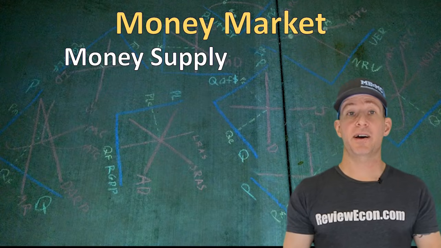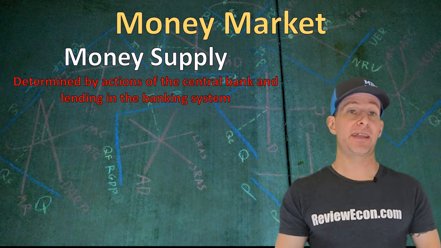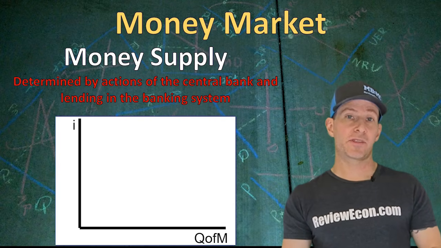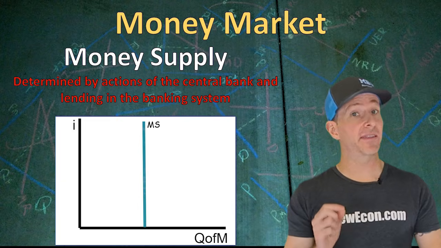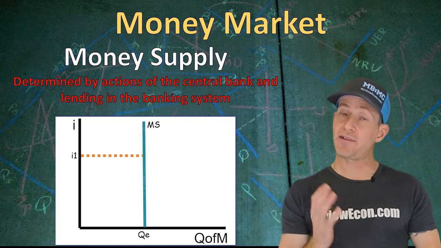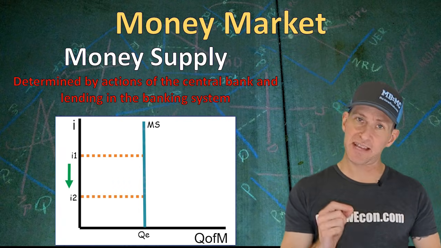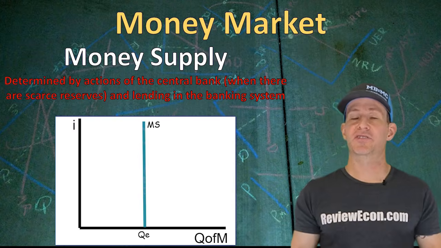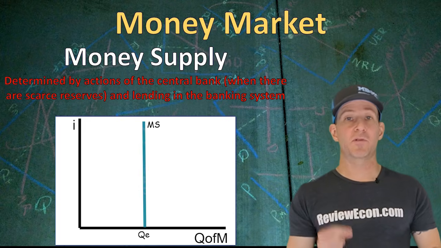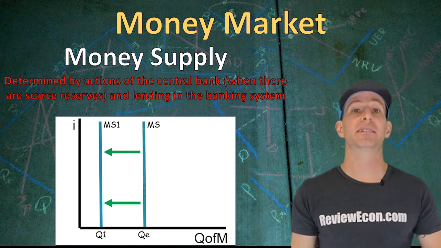When it comes to the money supply, it is determined by actions of the central bank and lending within the banking system. But the quantity of money within the money supply is not determined by the nominal interest rate. That means when we have a high nominal interest rate, we will have one quantity of money. But if the nominal interest rate decreases, we will have the same quantity of money supply. If the central bank increases the money supply, there will be a rightward shift. If the central bank decreases the money supply, there will be a leftward shift.